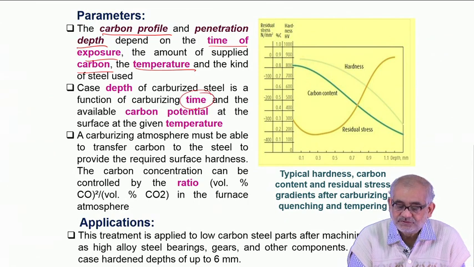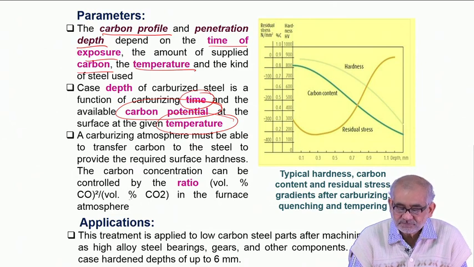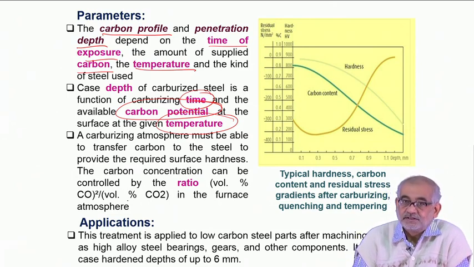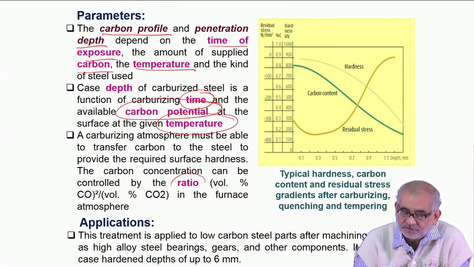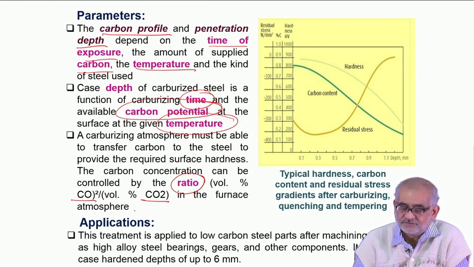So, we need to expose for a certain period of time to build the required amount of carbon potential and at an isothermal temperature that we subject the stock to. This process, as I said, is based upon creating a carbon rich environment, and that will primarily depend upon the ratio of carbon monoxide to carbon dioxide. So, this gas mixture ratio determines what is the carbon activity in the furnace, which is what is going to dictate what would be the depth of penetration of carbon into the surface.